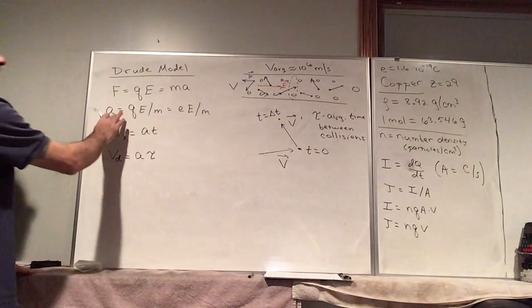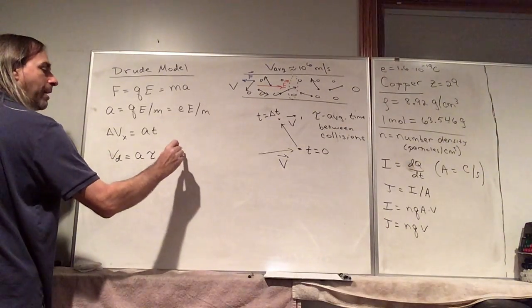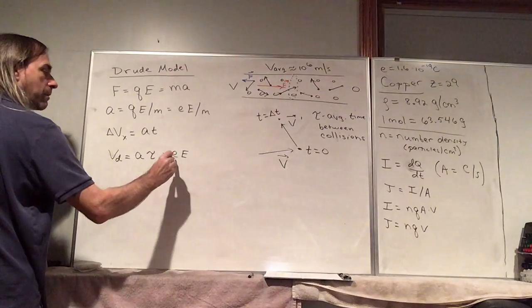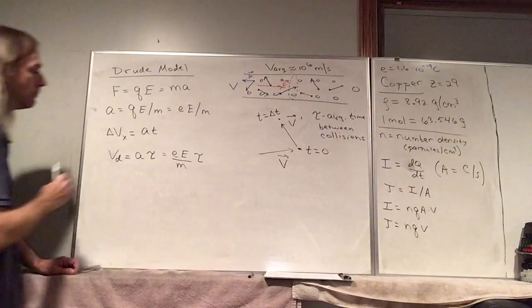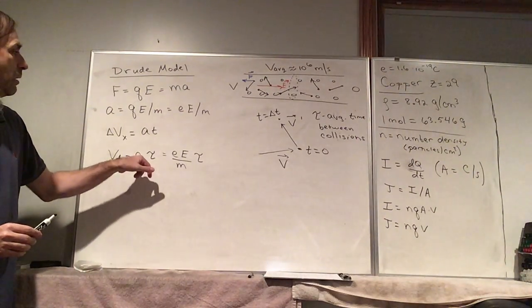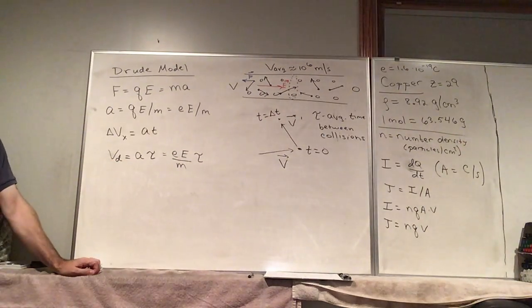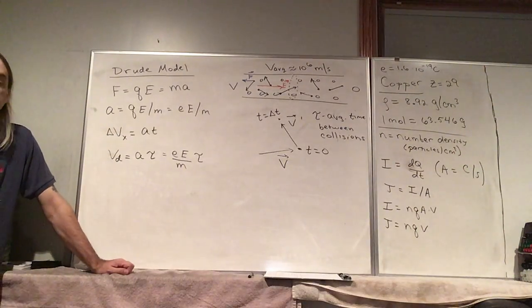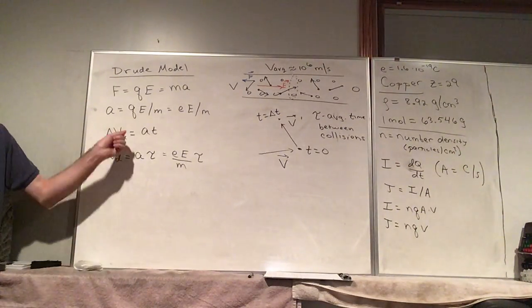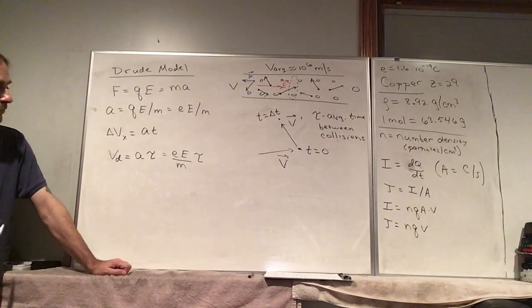Now, our acceleration is the elementary charge times the electric field over m. So, we plug that in, we have our acceleration times tau. Okay, so that's the result we get from the Drude model. Kind of a real subtle argument here, but otherwise a pretty simple result.